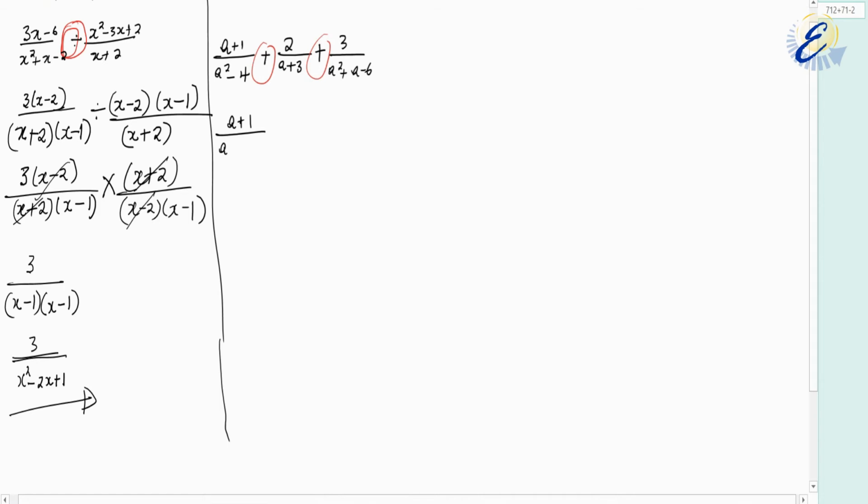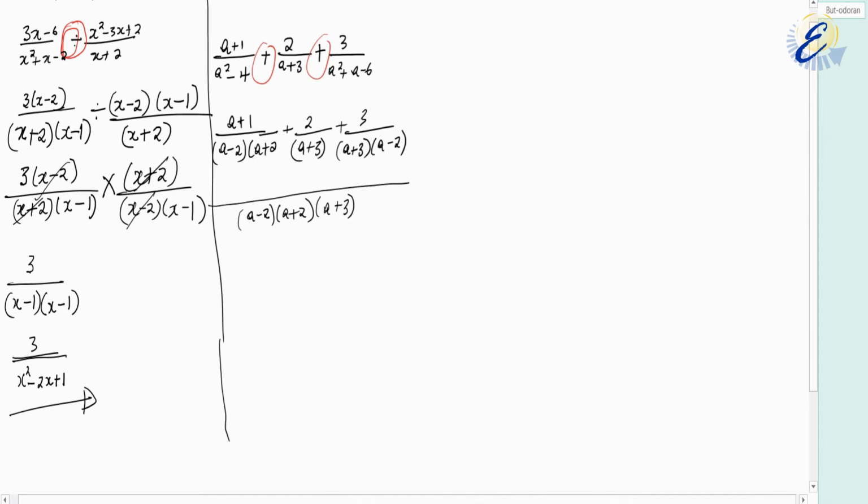It's a factorization here. Difference of two squares: a minus 2 and a plus 2. Then plus 2 all over a plus 3, plus 3 all over. This is a factorization of the quadratic: a plus 3 and a minus 2. We check our LCD, our lowest common denominator. Here it becomes a minus 2, a plus 2 and a plus 3. That is our lowest common denominator.